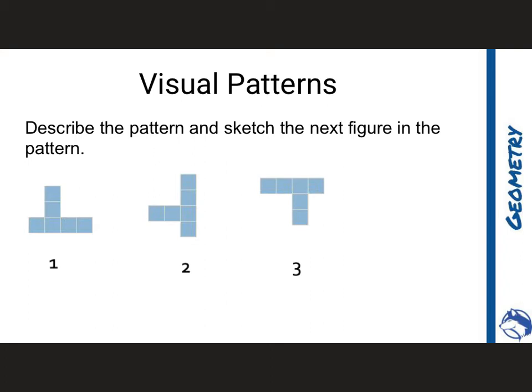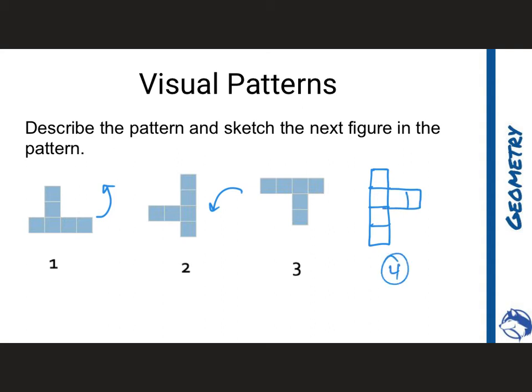First things first, visual patterns. Hopefully you can see this, that as you go, it's rotating. So it looks like it's rotating like this, and then it rotates like that. And so now if I get to this point, I should have these 4 blocks on this side, like that. And then I will have the 2 that stick out right here. So that would be number 4.